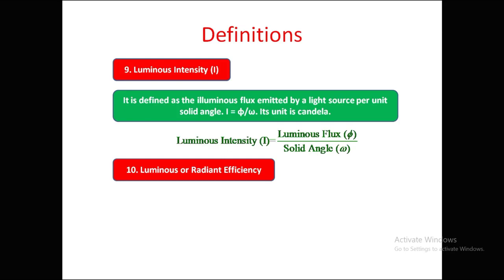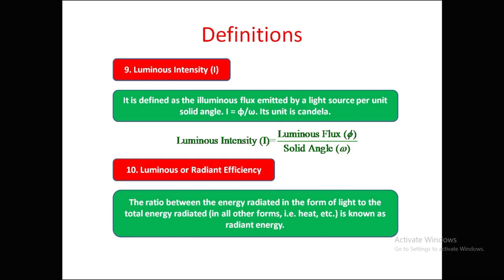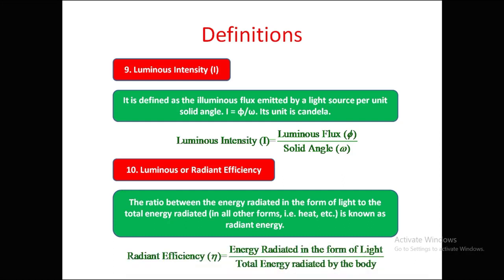Luminous or radiant efficiency is the ratio between the energy radiated in the form of light to the energy radiated in all forms. So total energy radiated in all other forms, maybe that is heat and other things, is known as radiant efficiency or luminous efficiency. Radiant efficiency is equal to energy radiated in the form of light to total energy radiated by the body.